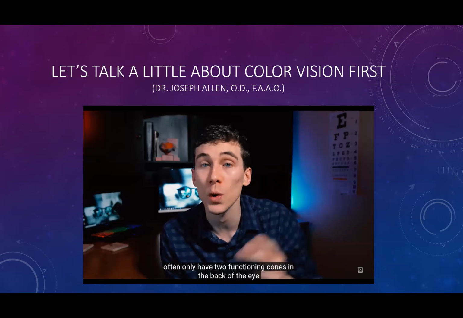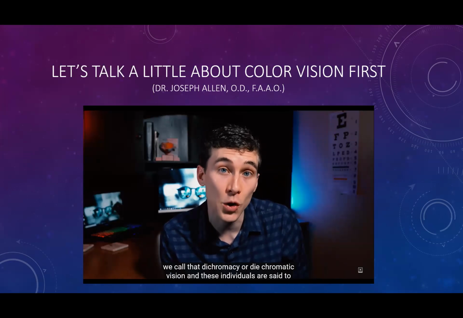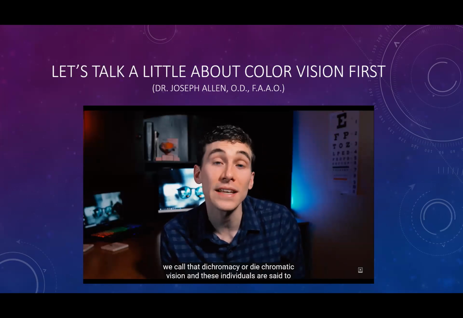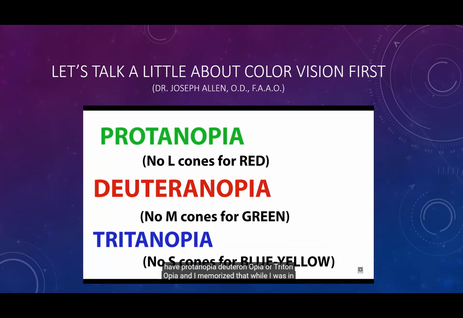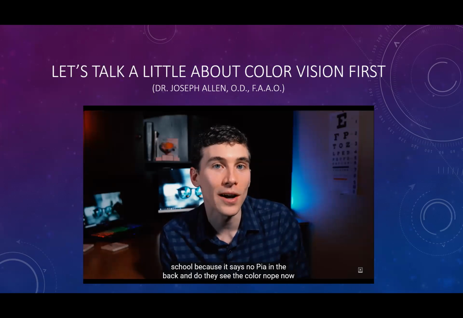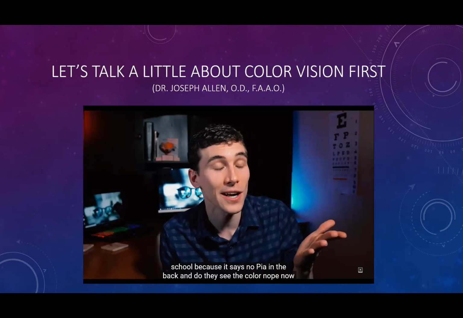There are some people who have more extreme forms of color blindness, and those individuals often only have two functioning cones in the back of the eye. We call that dichromacy or dichromatic vision. And these individuals are said to have protanopia, deuteranopia, or tritanopia. And I memorized that while I was in school because it says nopia in the back. And do they see the color?